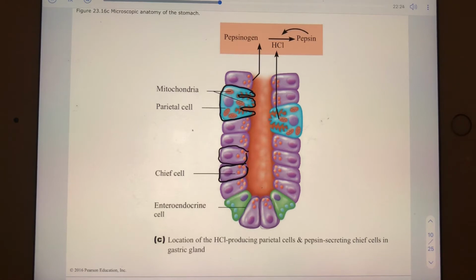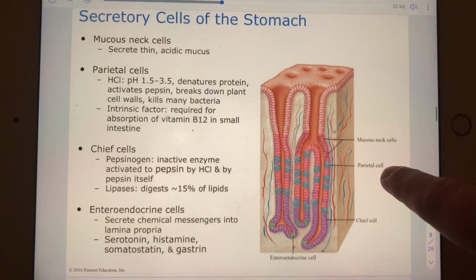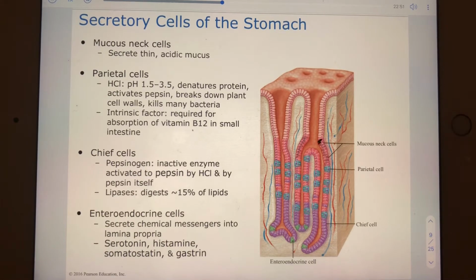Chief cells, again, are going to be making lipases and pepsinogen. Also, deep within the gland, you can find a few enteroendocrine cells, which again are going to make cell signals like serotonin, somatostatin, histamine, and gastrin. Whereas if we go back for just a second to slide 10, you'll notice that the mucous neck cells tend to be less deep. And that's actually why they're called mucous neck cells, because they're sitting primarily in the neck of the gland.